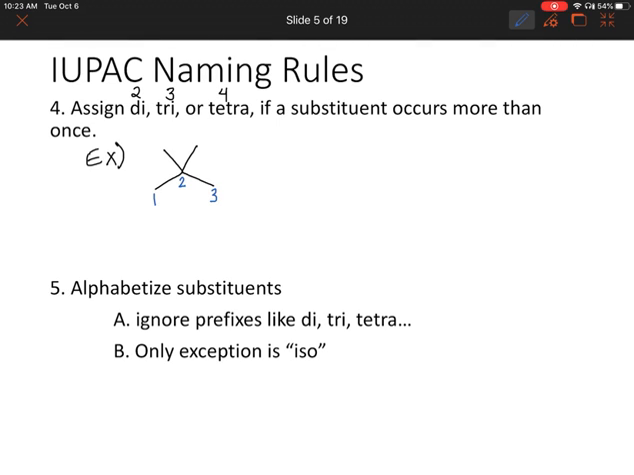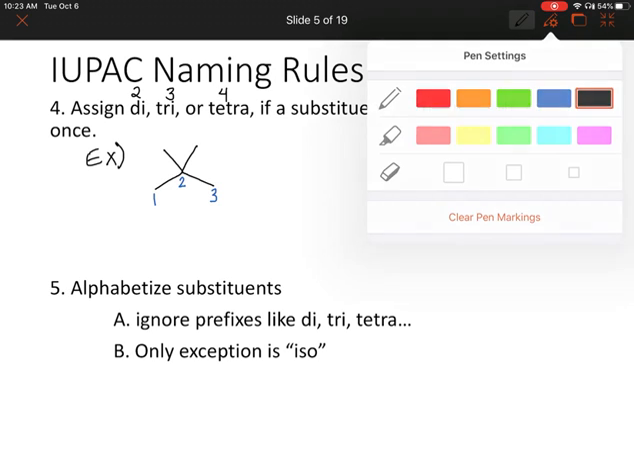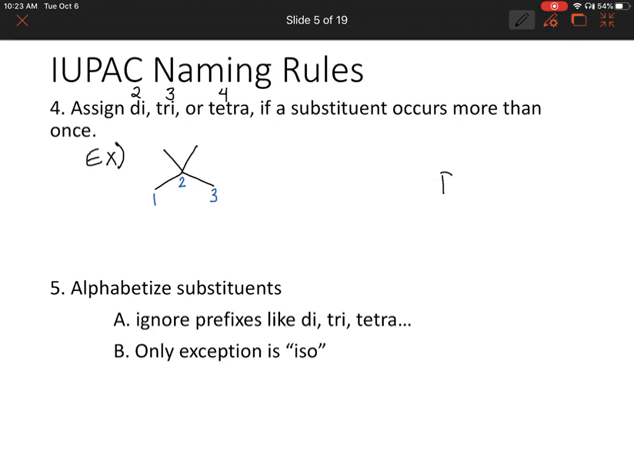So what would the prefix be for that? Would it be meth, eth, prop, but? It would be prop. So this would end in propane. But notice that we have these 2 methyl groups coming off of that parent chain. So because we have 2 methyl groups, we have to use the prefix di to indicate that we have 2 of them.